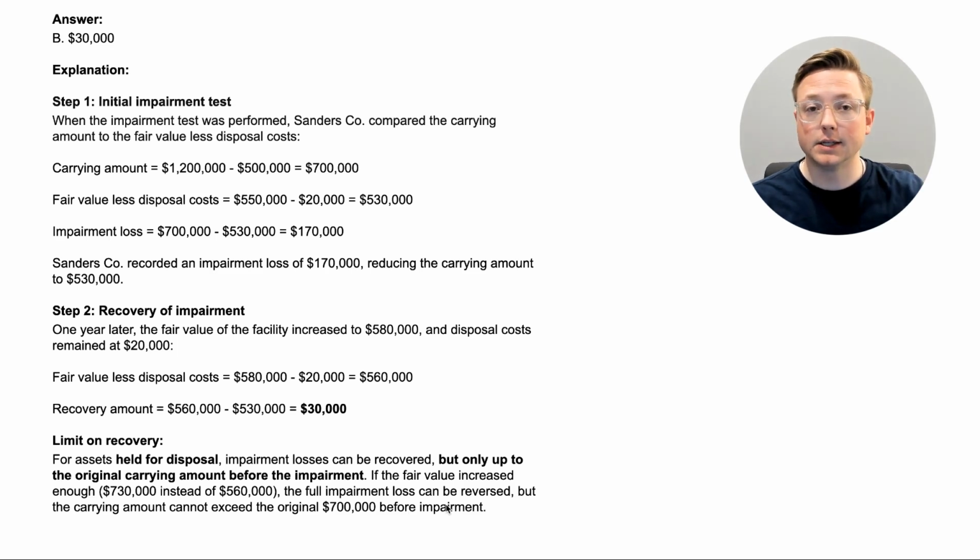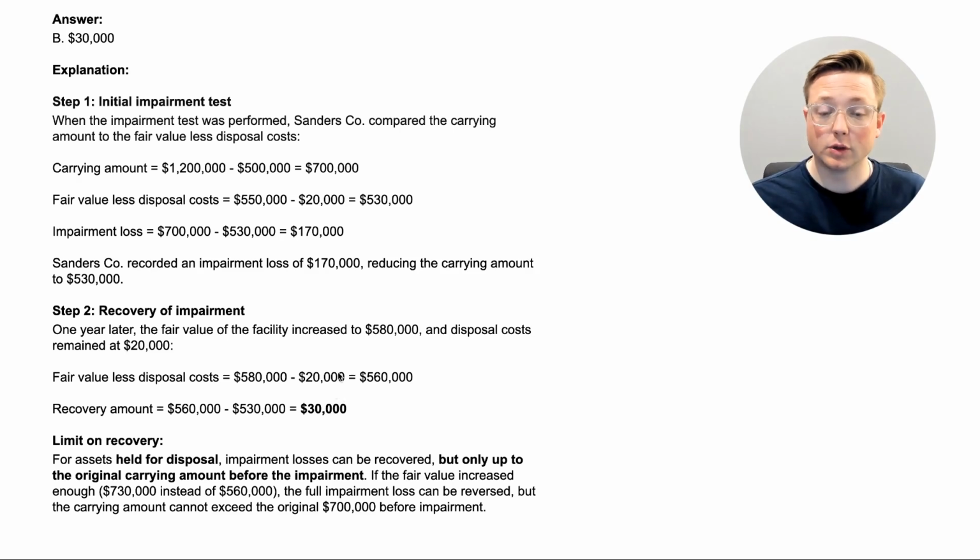So the limit here is they can only recover the impairment loss itself. They can only go back up to the original $700,000. They can't go past it. So, for example, again, if the fair value somehow magically ended up at $730,000 instead of $560,000, they can recover the impairment loss, but they can't recover past the impairment loss because the impairment loss was $170,000, right?